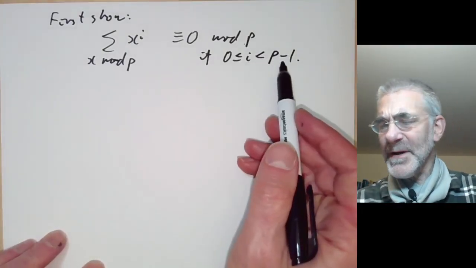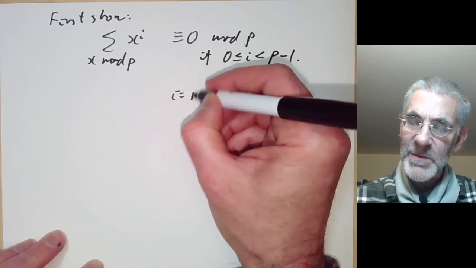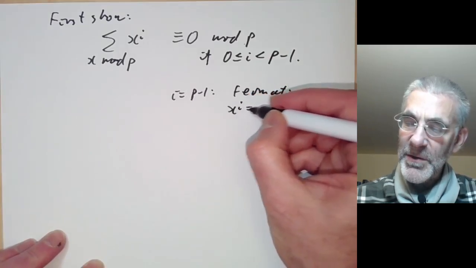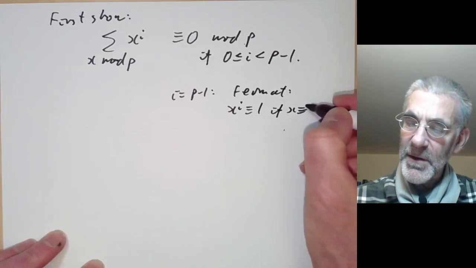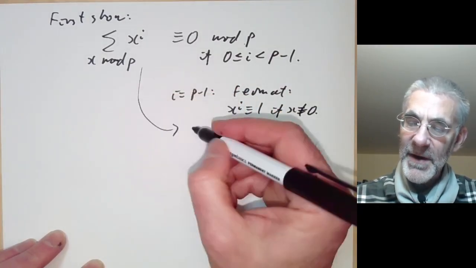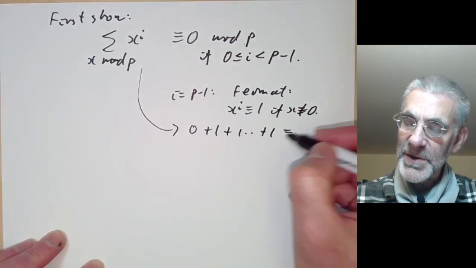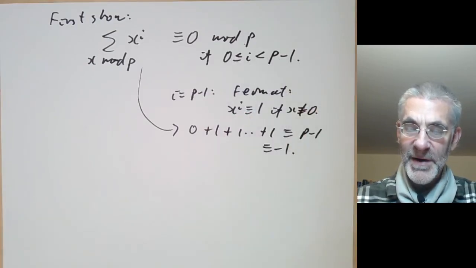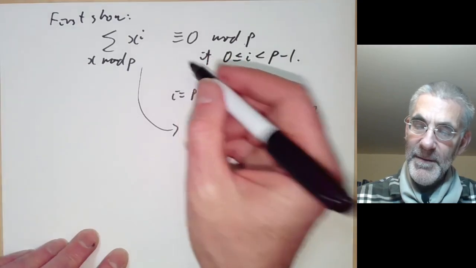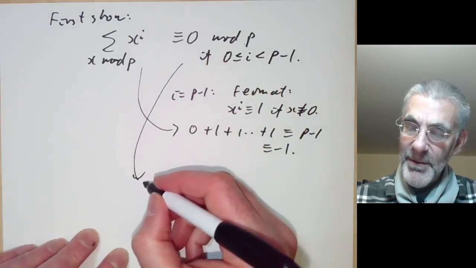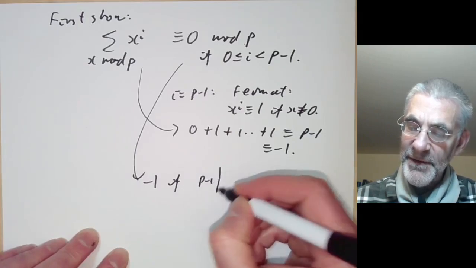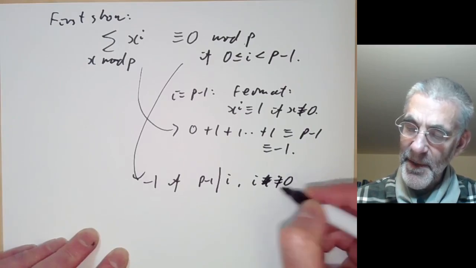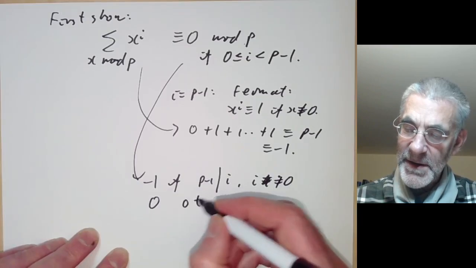And you might think, what happens if i is equal to p minus 1? Well, if i is equal to p minus 1, then by Fermat, x to the i is congruent to 1 if x is not congruent to 0. So this sum becomes 0 plus 1 plus 1 and so on plus 1, which is congruent to p minus 1, which is congruent to minus 1. So it definitely fails for i equal to p minus 1. In fact, more generally, this sum is equal to minus 1 if p minus 1 divides i and i is not equal to 0, and it's equal to 0 otherwise.